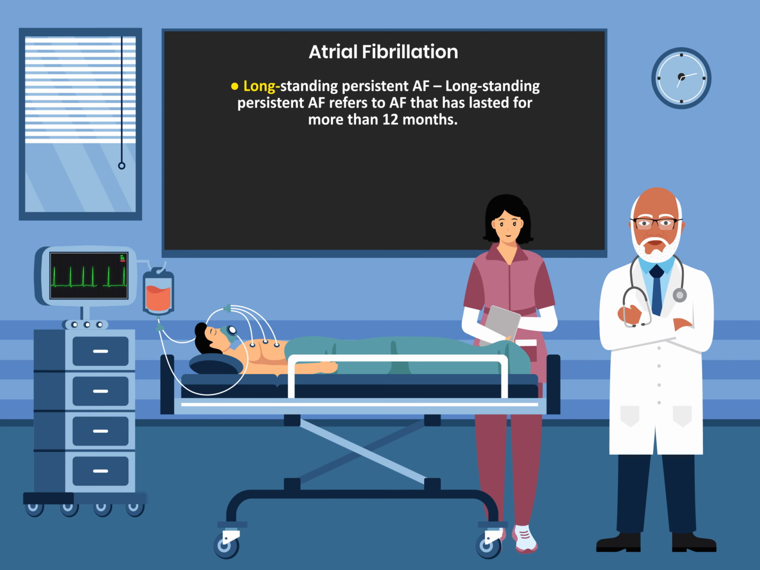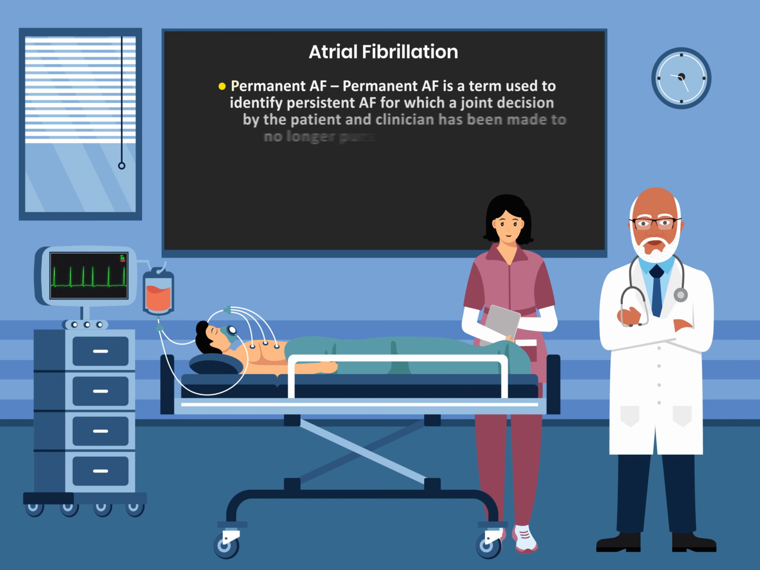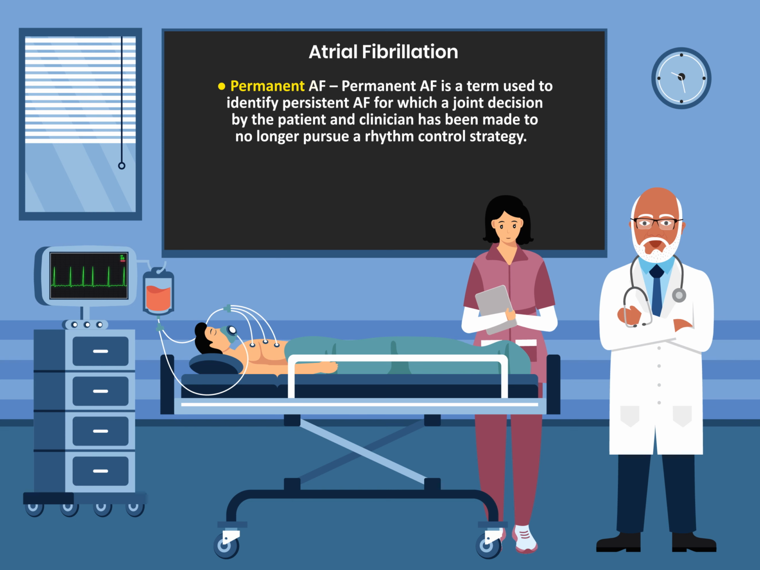The third classification is long-standing persistent AFib. Long-standing persistent AFib refers to AFib that has lasted more than 12 months. And the last classification is permanent AFib. Permanent AFib is a term used to identify persistent AFib for which a joint decision by the patient and clinician has been made to no longer pursue a rhythm control strategy.